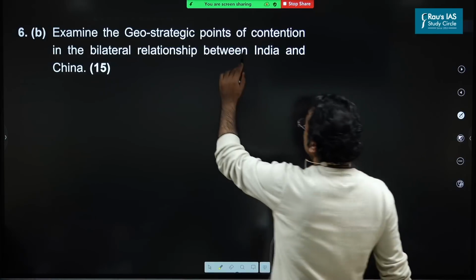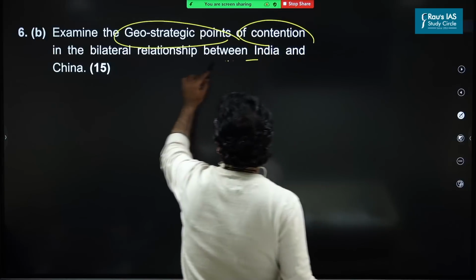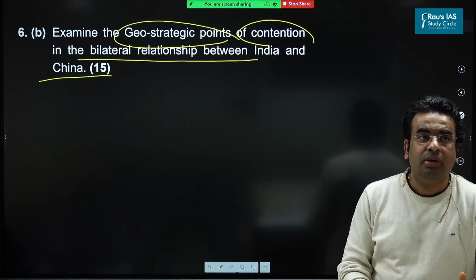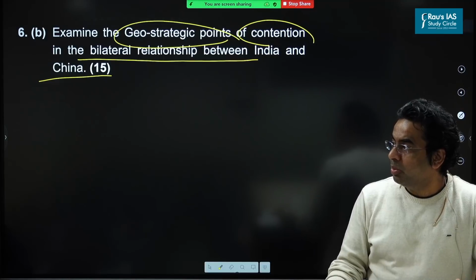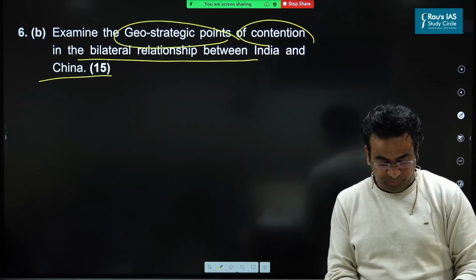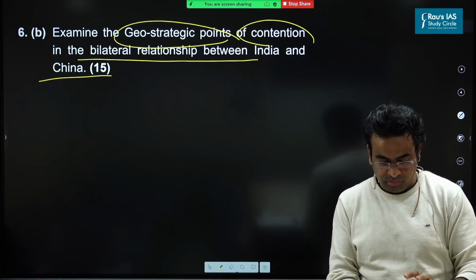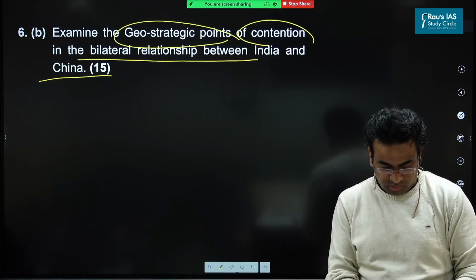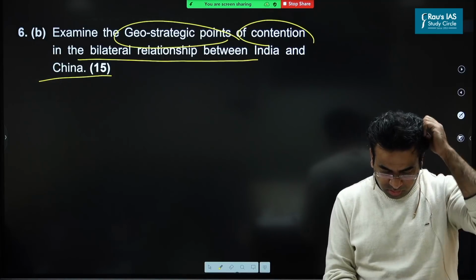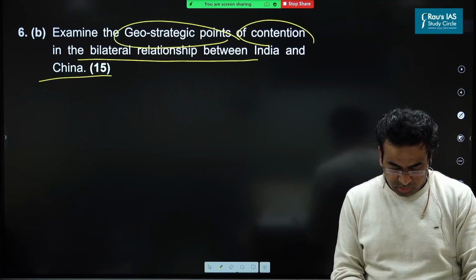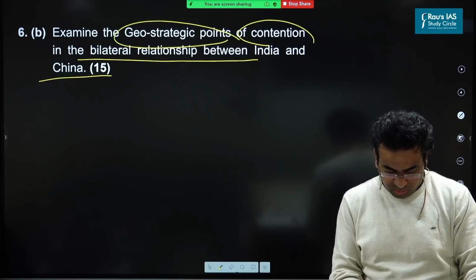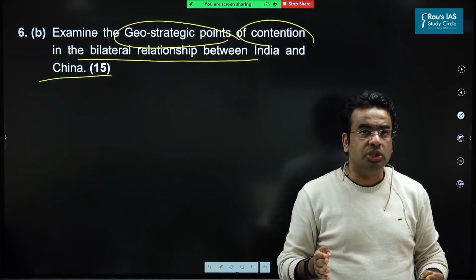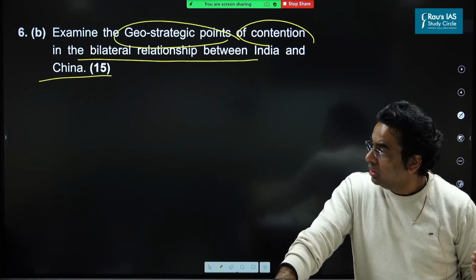Now, current perspective: examine the geostrategic points of contention in the bilateral ties between India and China. So many points. There are so many areas where we have divergence with China. They have not asked all the areas.